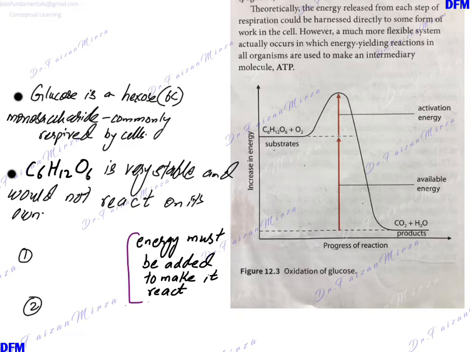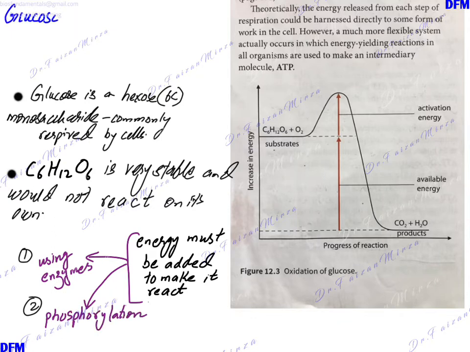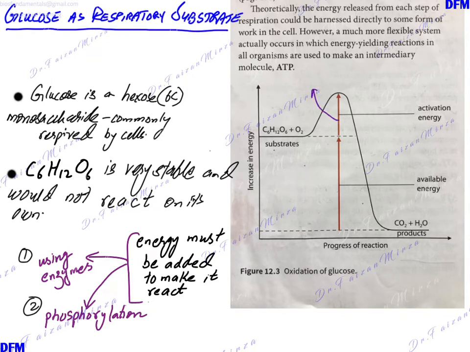So energy must be added to make glucose react, and the energy is added either through phosphorylation or through using enzymes. So these two processes are used to provide the energy to glucose. Glucose on the energy profile diagram is somewhere here. Substrate combining with oxygen, you need to provide activation energy.